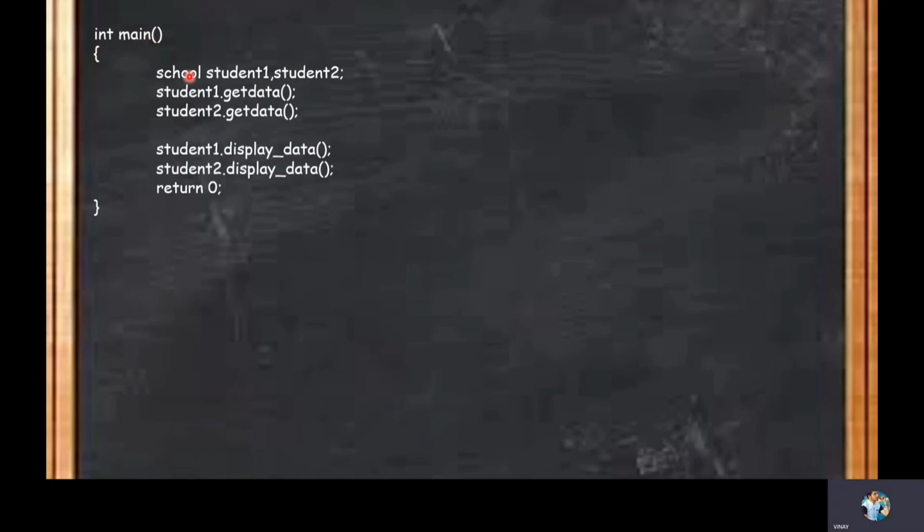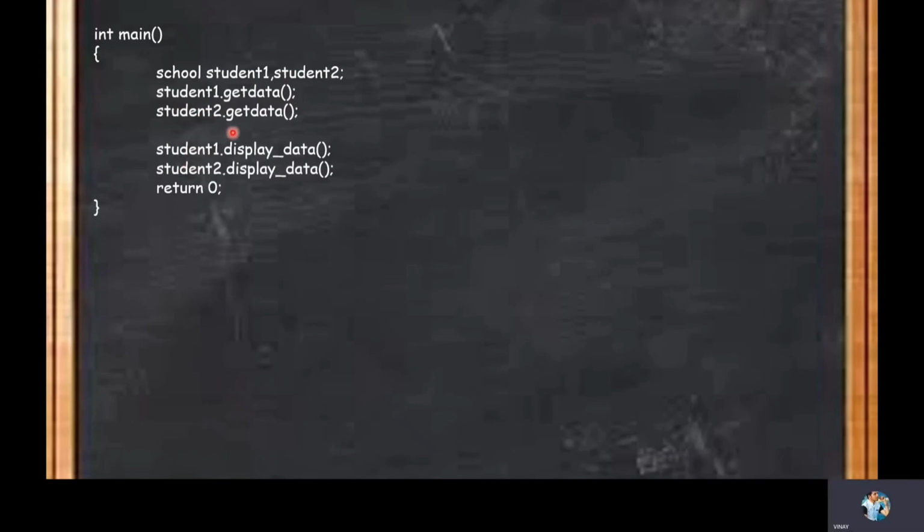Open curly bracket. School student1 student2. School is the class name. Student1 and student2 are object names. Here we are declaring the objects. Student1 dot get_data. Here the dot operator is used. Here we are calling a function. Here we are calling the get_data member function from outside the class in the main function. The dot operator is used to call the function. Here we are calling the get_data function using student1 as the object.